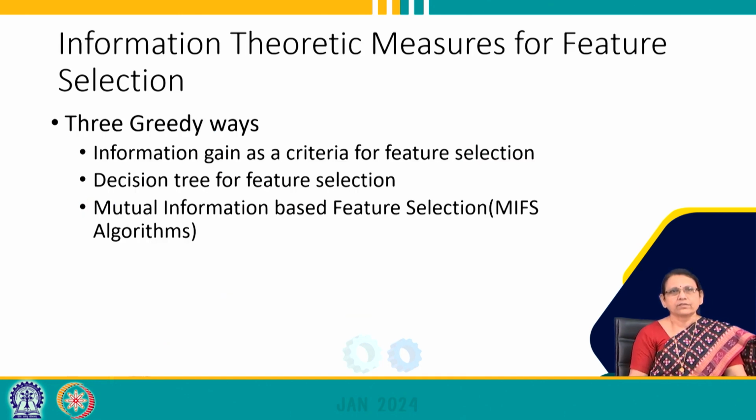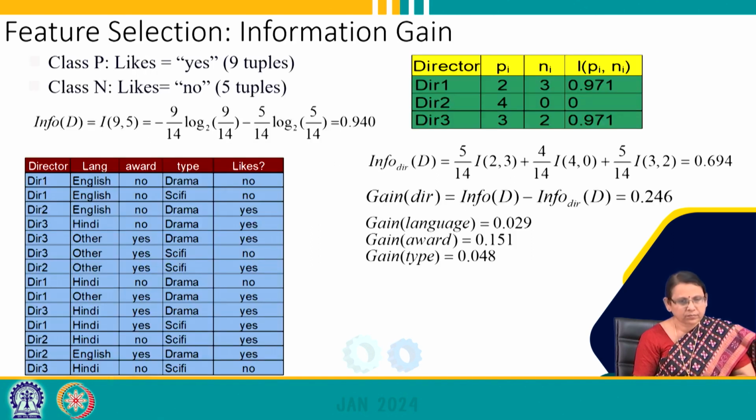Now extending these information theoretic measures for feature selection, there can be three greedy ways. First, information gain can be used as a criterion. Decision trees can also be used for feature selection, and there can be a methodology which uses mutual information for feature selection. So now let us look at information gain as a criterion for feature selection.